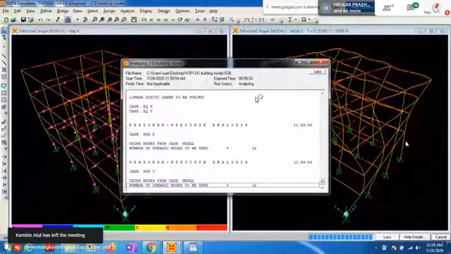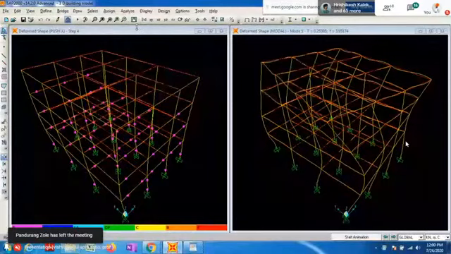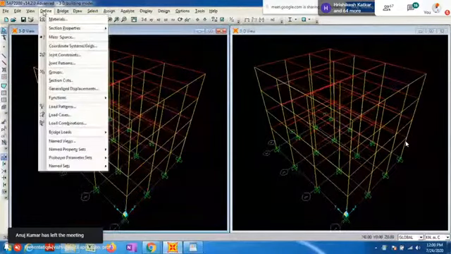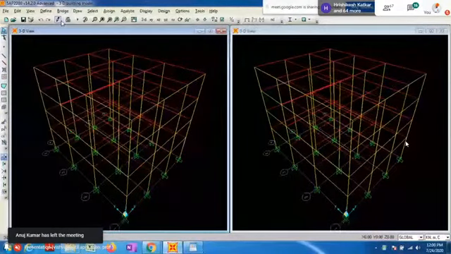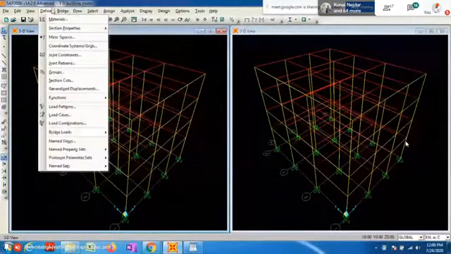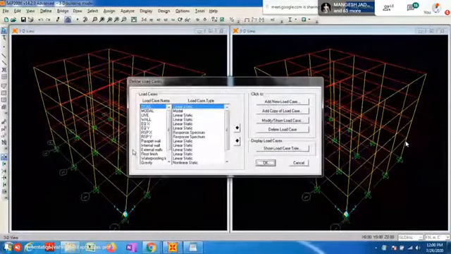Okay, so in the case of incremental dynamic analysis, you only need to make changes here. That is, assign, define load case. We have defined the load case now as a time history analysis. The load case is there, modified here.